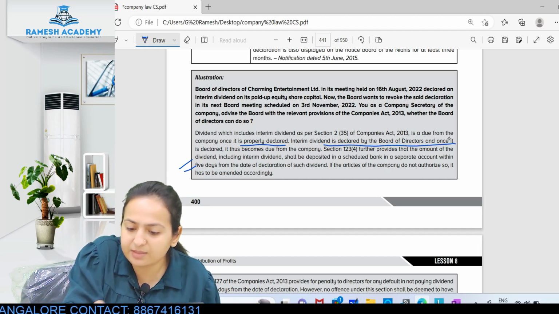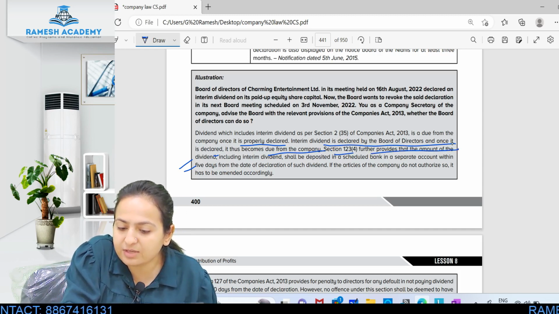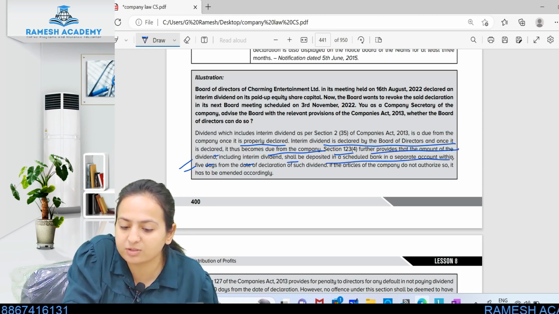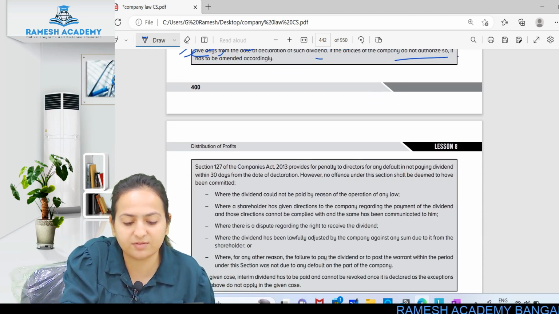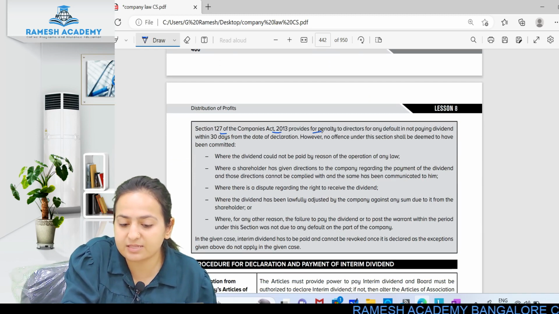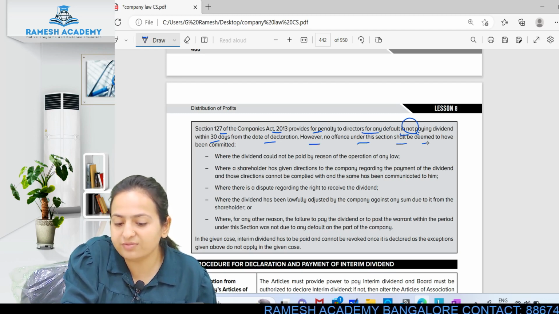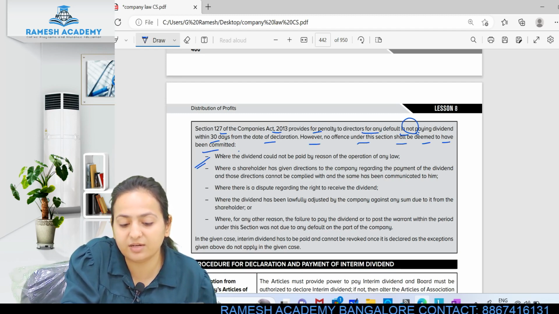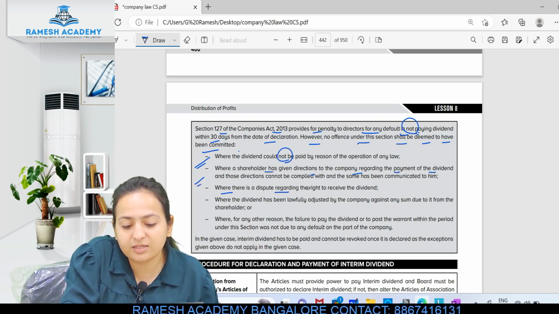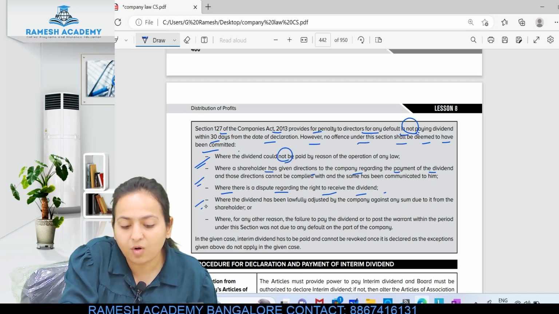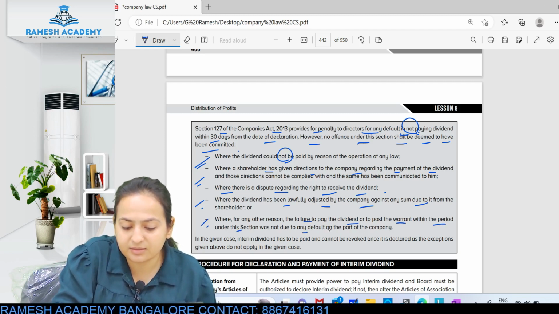Interim dividend is declared by the Board of Directors and once it is declared, it becomes due. Section 123 provides that the amount of the dividend shall be deposited in a scheduled bank in a separate account within 5 days of the date of the declaration. Yes, we have studied this. Section 127 states the penalty for any default in not paying the dividend within 30 days. Hence, no offence under this section shall be deemed to have been committed where the dividend has not been paid because the shareholder has given direction to the company, where there is a dispute regarding the right, or where the dividend has been lawfully adjusted, or where the failure to pay is not due to any default of the company.